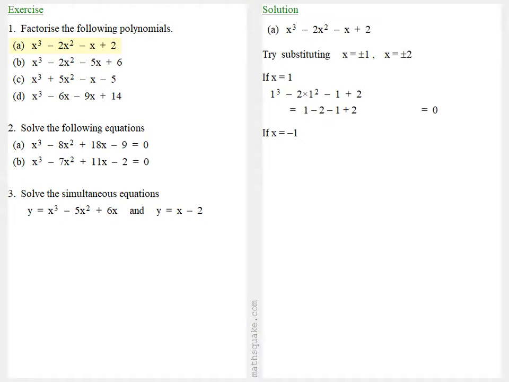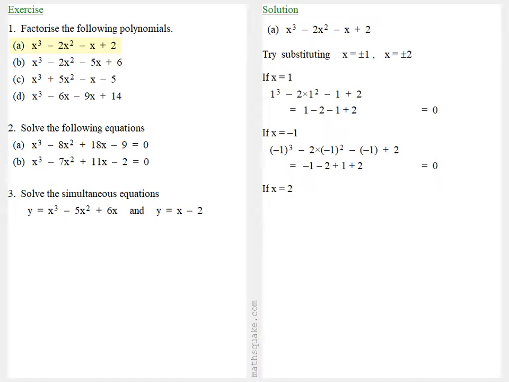If we try x equals minus 1, we get minus 1 cubed minus 2 times minus 1 squared minus minus 1 plus 2, which is minus 1 minus 2 plus 1 plus 2, which is 0. So x plus 1 is a factor.